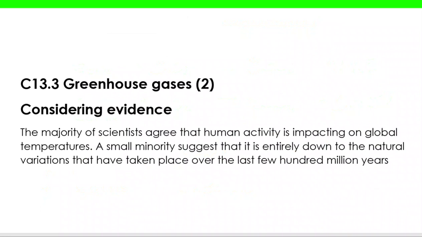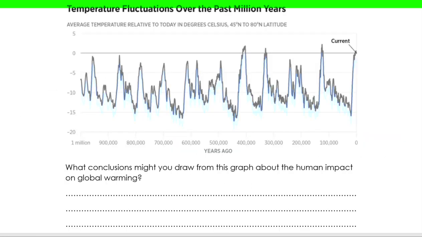Going to move on to some analysis type questions here now. The majority of scientists do agree that human activity is having an impact on global temperatures and contributing to global warming. There are a small minority that say, no, it's entirely natural, nothing to do with anything we're doing. Let's have a look at a range of pieces of evidence and see what we think from there. Have a think about this one.